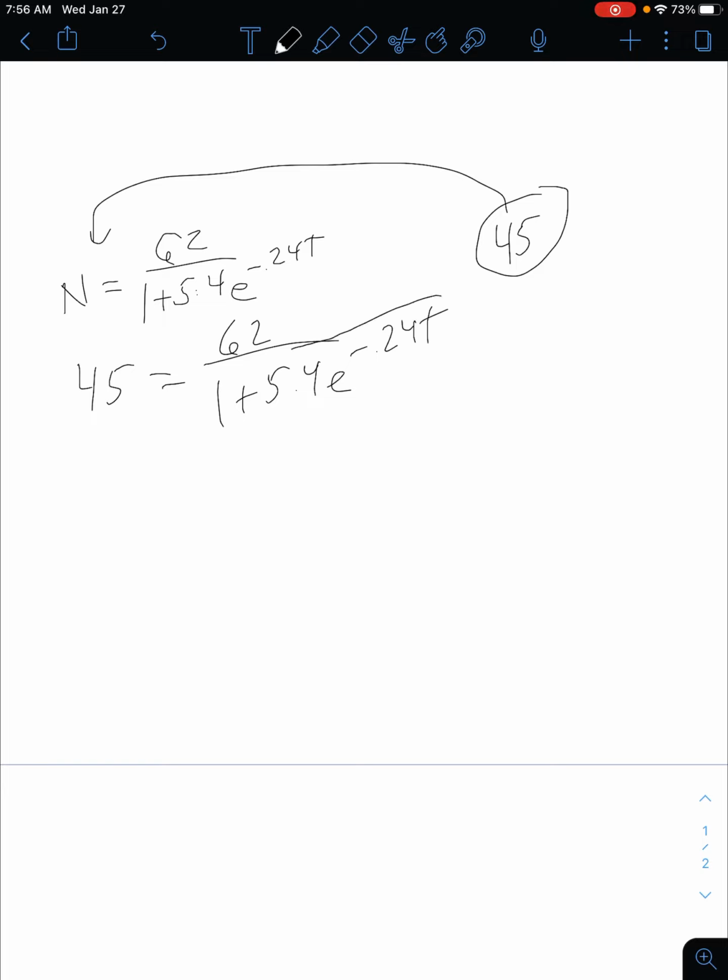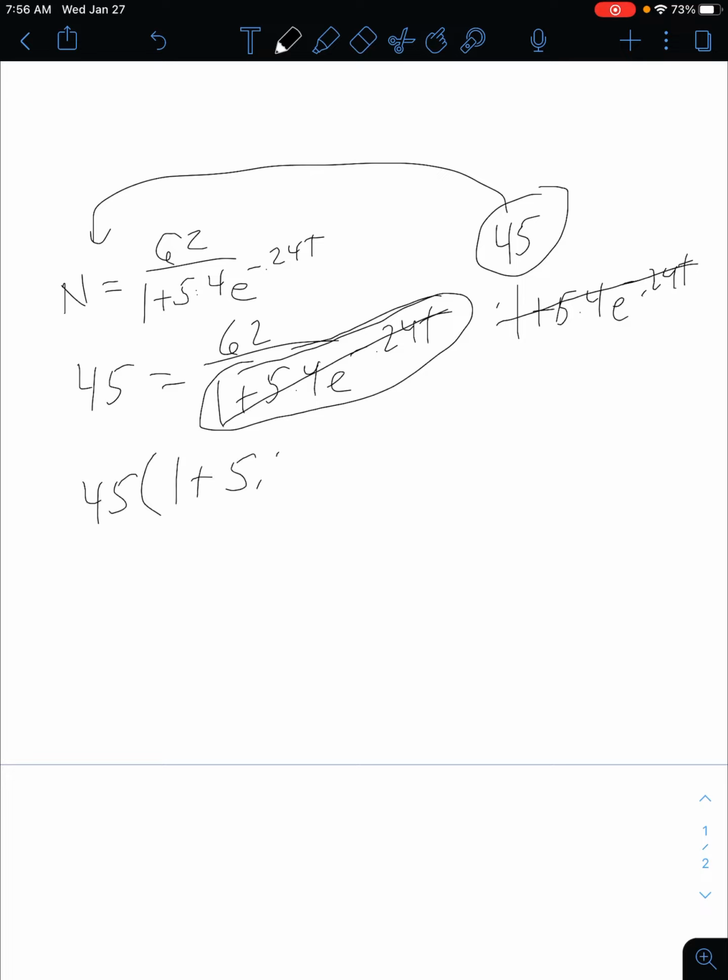We're solving for that exponent, which means anytime we're solving for an exponent, logs are probably going to enter the picture. So to tackle this one, we need to multiply both sides by this entire denominator here. I'd multiply both sides by 1 plus 5.4 e to the negative 0.24t. And that's going to get rid of our fraction. That whole thing here and that whole thing there are going to go away. So on the left side, I'm basically just moving that denominator up to the left side.